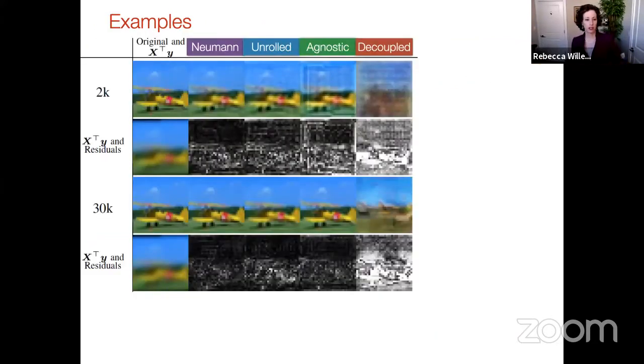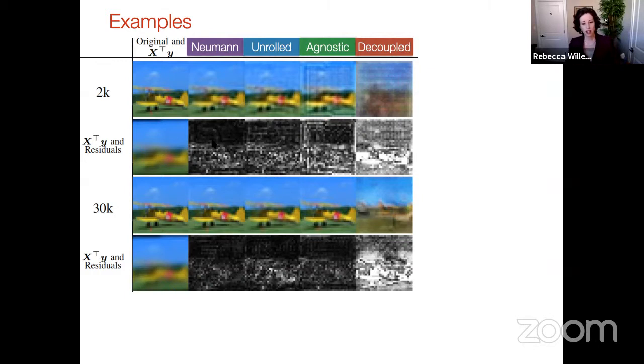Okay, so here are the results, just anecdotal results for two different numbers of training samples. So first we look at the performance when we have 2,000 training samples, and then we look at the performance when we have 30,000 training samples. What I'm showing on the top row is the ground truth and the 4 different reconstructions for the 4 different methods. And on the bottom, I'm showing the input to each one of these networks, X transpose Y, and the residual images. So the residuals, the blacker it is, the better. It's basically showing you how big the errors are and where they're concentrated. And these have been amplified for visibility.